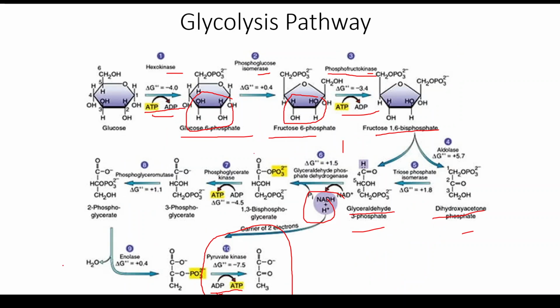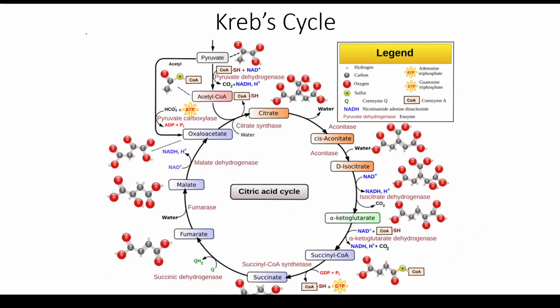Here pyruvate is forming in the glycolysis pathway. From here, it is being converted to other forms. It's starting with pyruvate. So please take the picture of this, note it down so that we can move forward to the next one.